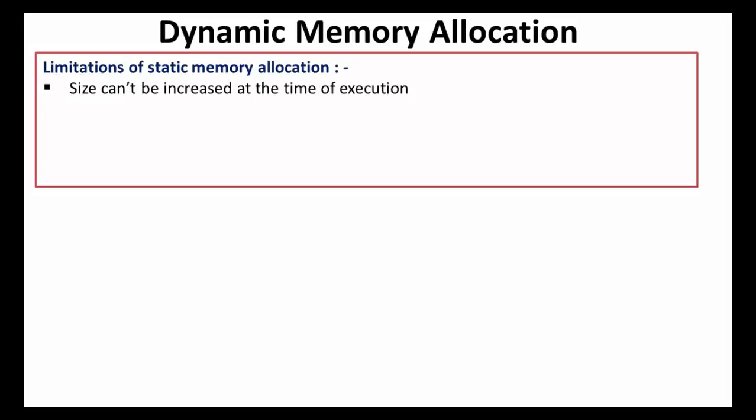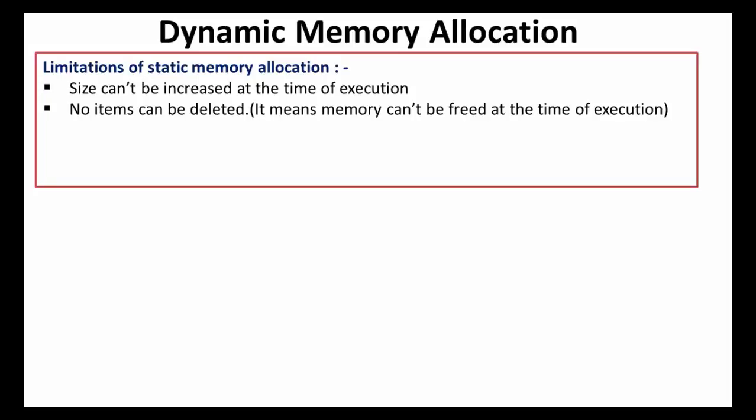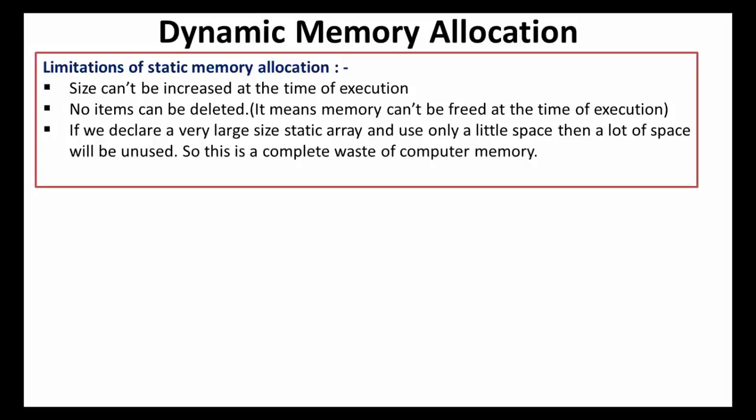Let's talk about dynamic memory allocation. Now, before that, let's try to see some of the limitations of static memory allocation. Well, the size cannot be increased at the time of execution, or the size cannot be changed. Also, we cannot delete any item, or we cannot free any memory which is allocated using static memory allocation. Let's suppose that we have declared a very large size static array and we will try to use only a little bit of space. So it's basically a hell lot of waste of memory.